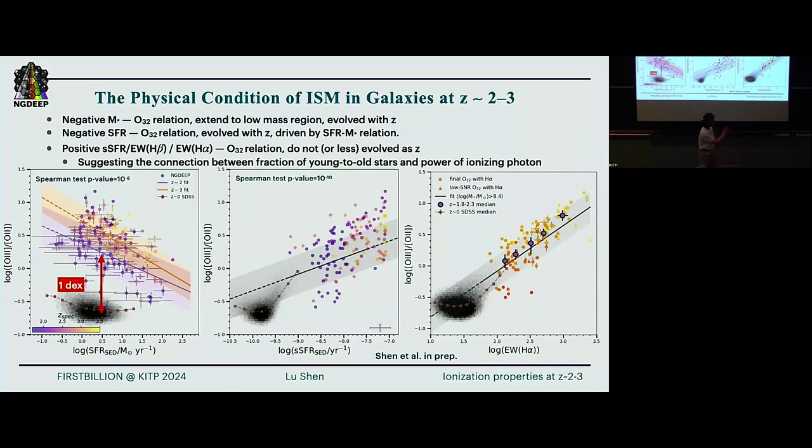So this suggests a uniform connection between the fraction of young to old stars. We also see that when we compare the H alpha versus UV flux. So this is a recent burst, and the connection between that and the power of ionizing photons. Thank you.